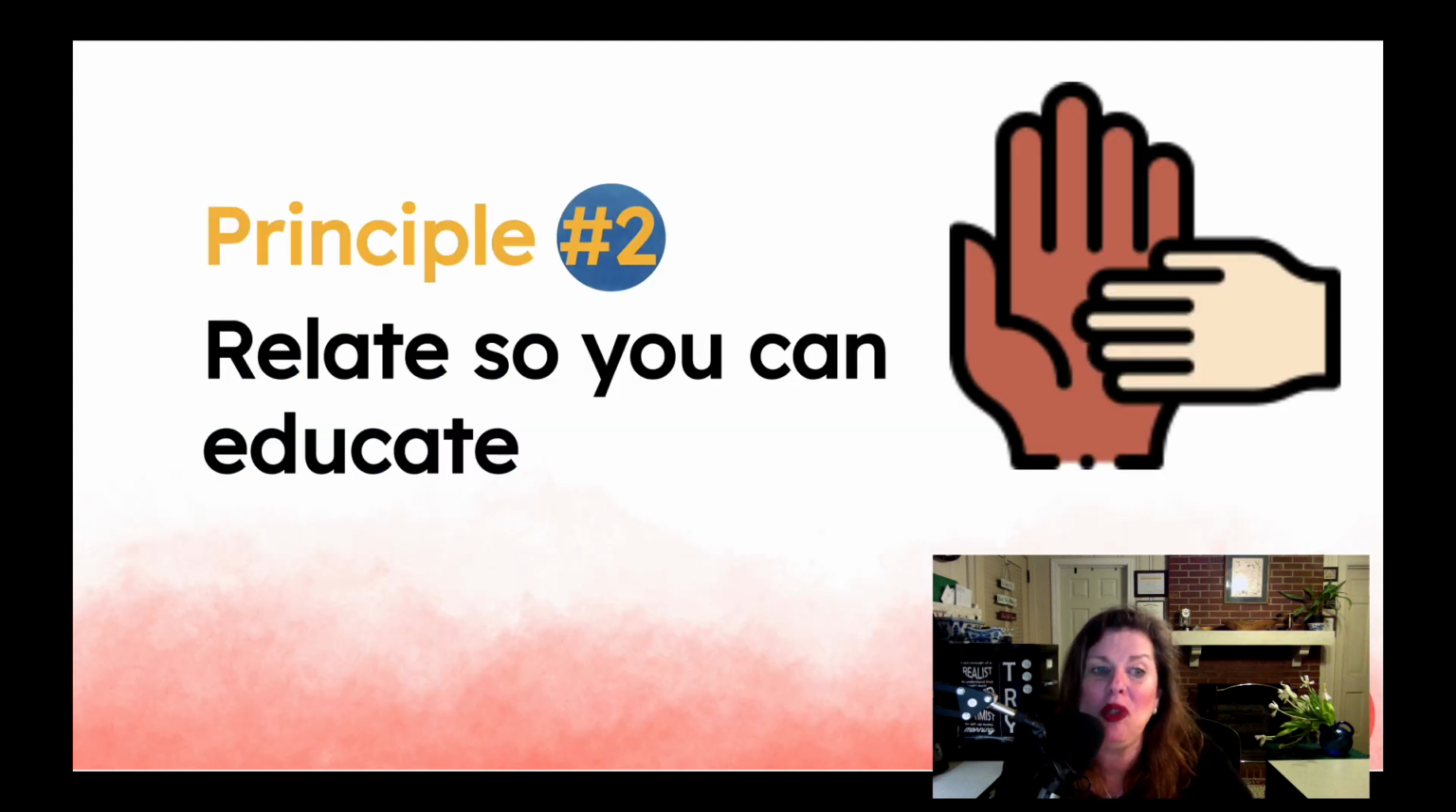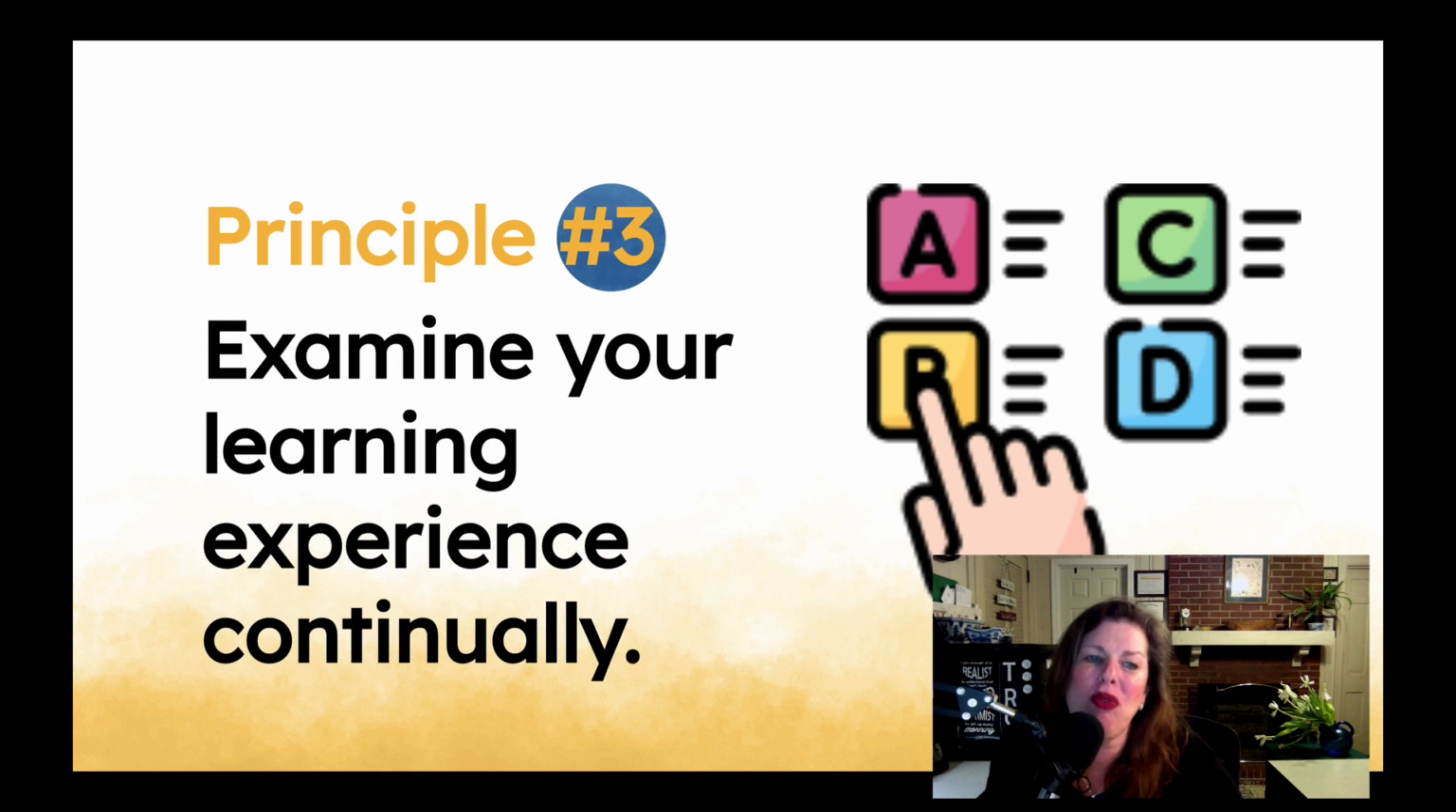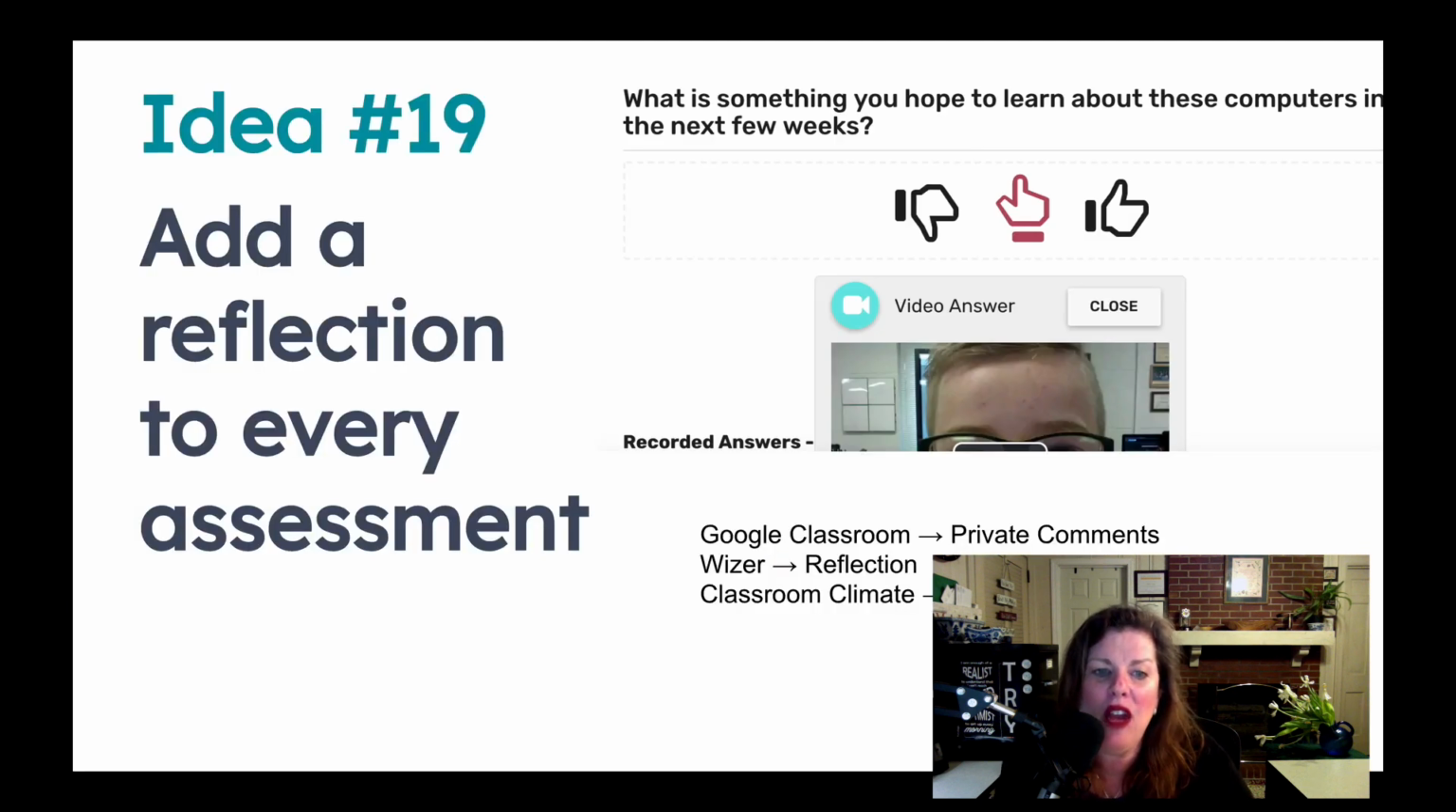So principle number 2 is we relate so we can educate, and we also relate so we can change their lives. Principle number 3 is that if we want to engage every student, we have to examine the learning experience continually. Students have to examine their learning experiences, and we have to be learning about how they're learning. So add a reflection to every single assessment.